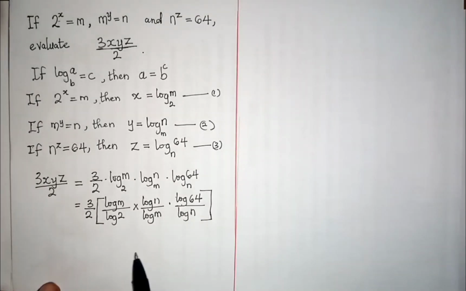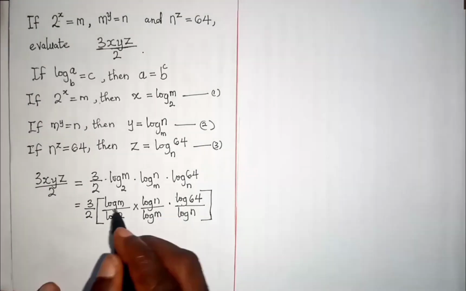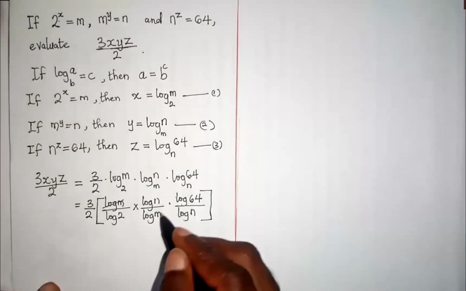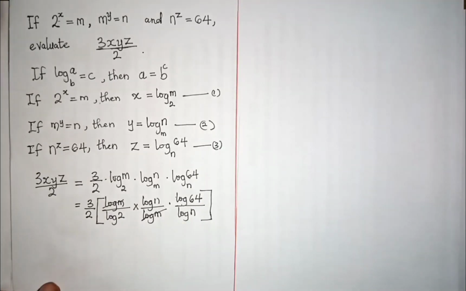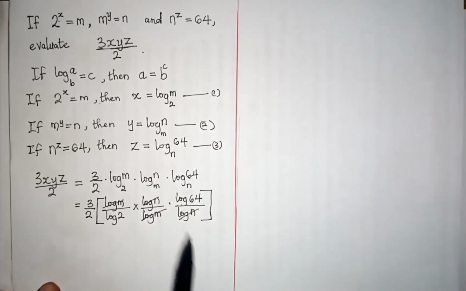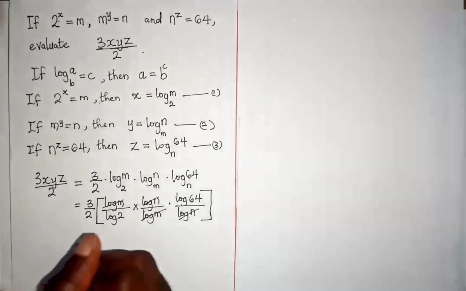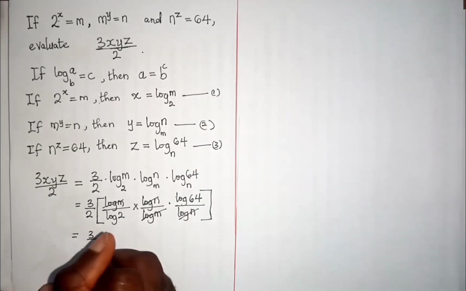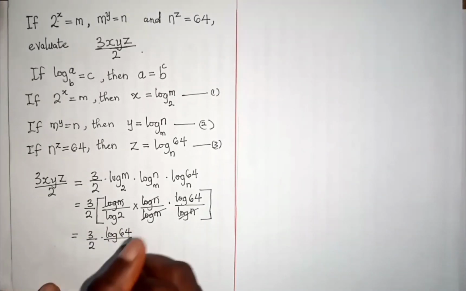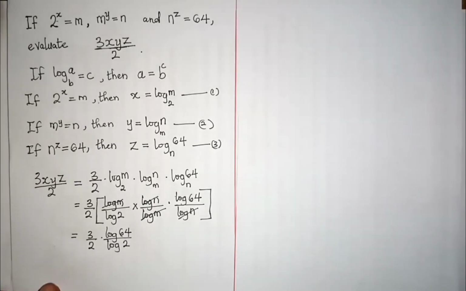Looking at what we have here, we can see that there is log m in the denominator here, in the numerator here, and also in the denominator here. So they cancel out. Log n, we also cancel out, and we are left with log 64 divided by log 2, so the expression becomes 3 over 2 times log 64 divided by log 2.